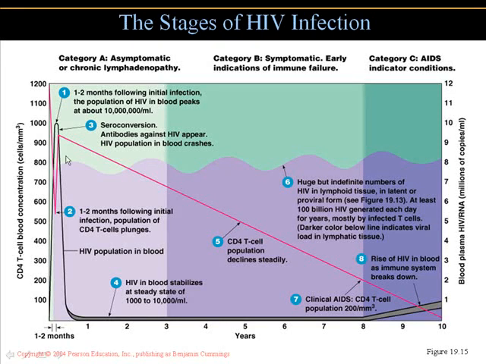This illustration out of your textbook is important for you to review. It demonstrates the stages of HIV disease and goes through the categories or classifications that's used by the Center of Disease Control, or the CDC. Category A, again, is asymptomatic. You may have some chronic lymphadenopathy. Category B, symptomatic, early indication of immune failure. And category C, full-blown AIDS.